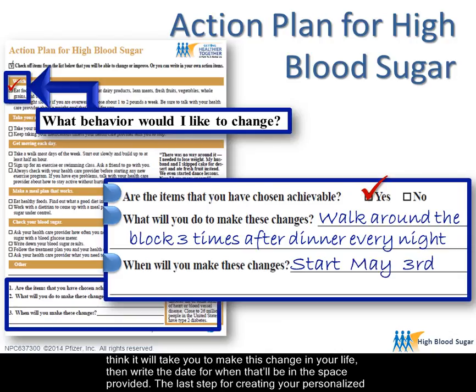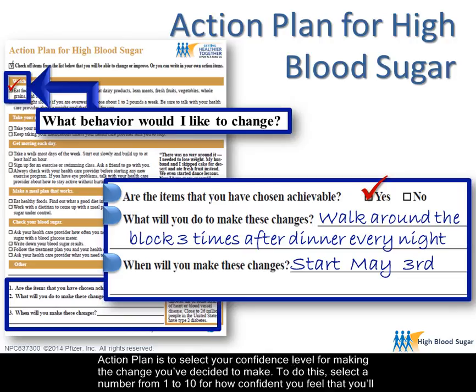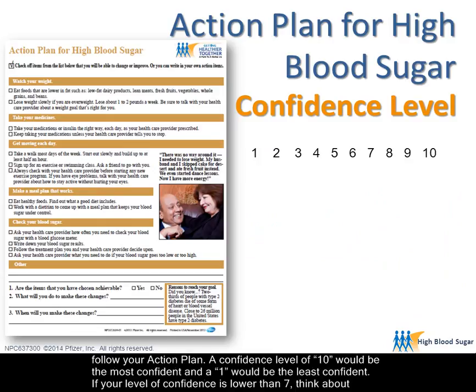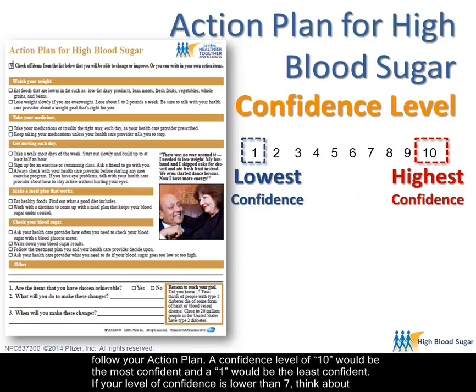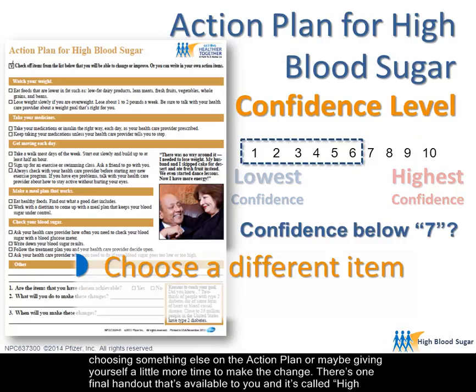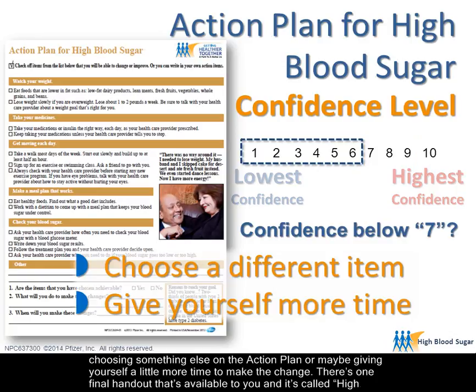The last step for creating your personalized action plan is to select your confidence level for making the change you've decided to make. To do this, select a number from 1 to 10 for how confident you feel that you'll follow your action plan. A confidence level of 10 would be the most confident, and a 1 would be the least confident. If your level of confidence is lower than 7, think about choosing something else on the action plan, or maybe giving yourself a little more time to make the change.